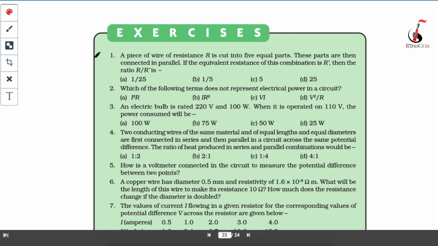Okay. And for those who have already seen those videos, let's start the solution. So your first question. What is your first question saying? A piece of wire. Anyway, I have written it over here, so we'll start over here.